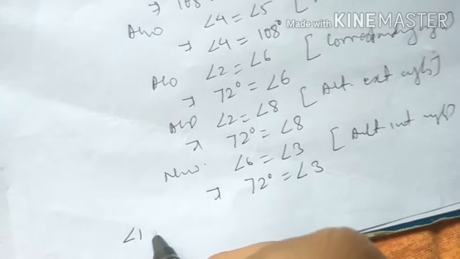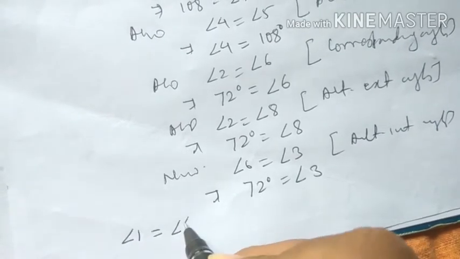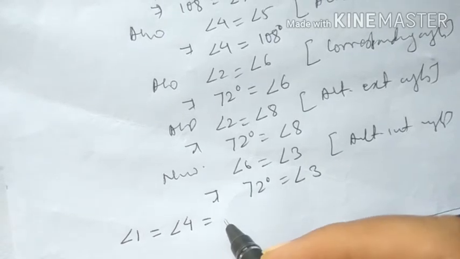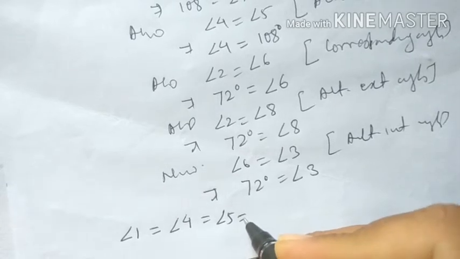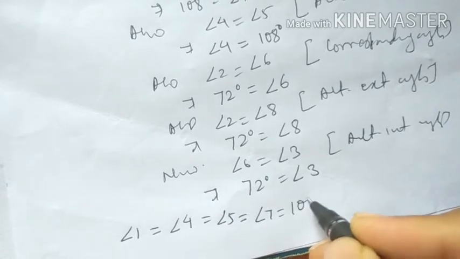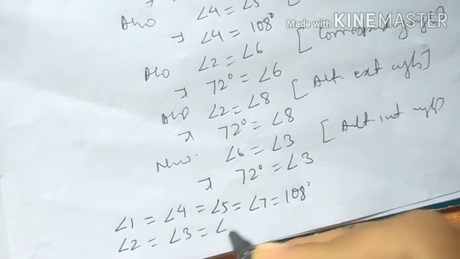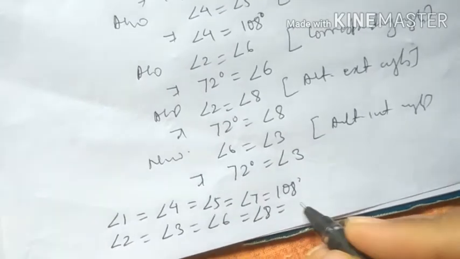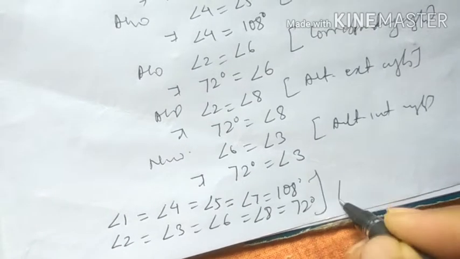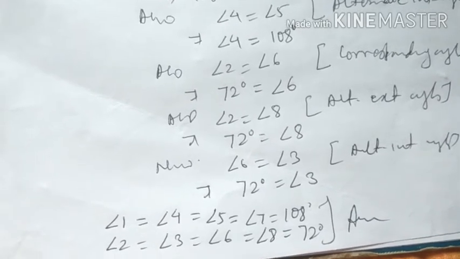Hence angle 1 equals angle 4 equals angle 5 equals angle 7 equals 108 degrees, and angle 2 equals angle 3 equals angle 6 equals angle 8 equals 72 degrees. So it is our answer. Now we are going to discuss another problem.